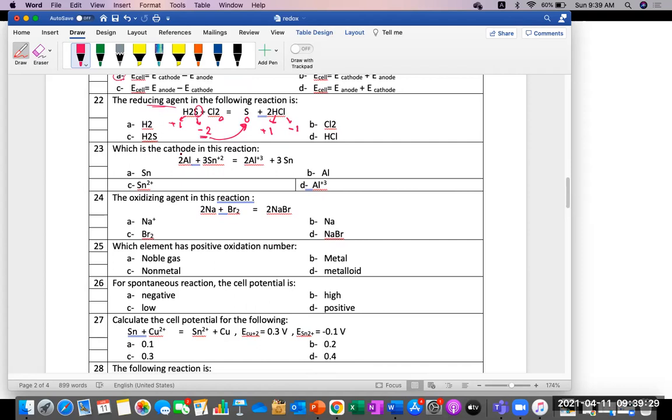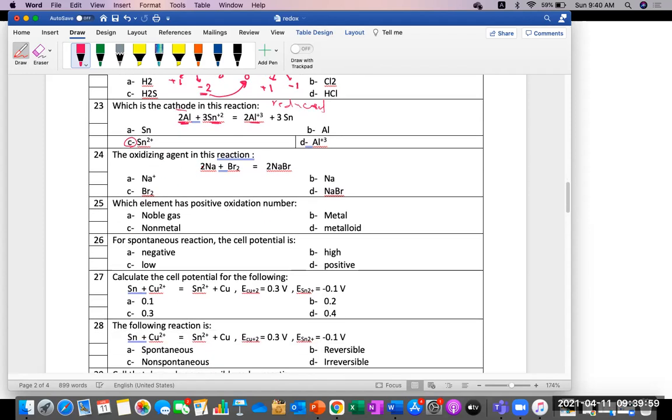Which is the cathode in this reaction? The cathode is the one that is reduced. So again, we need to check which one is reduced. Al converted to Al plus, so the oxidation number increased, which means this one is oxidized. Sn changes from +2 to 0, which means the oxidation number is reduced or decreased. So this one is reduction, so the cathode will be Sn2+.